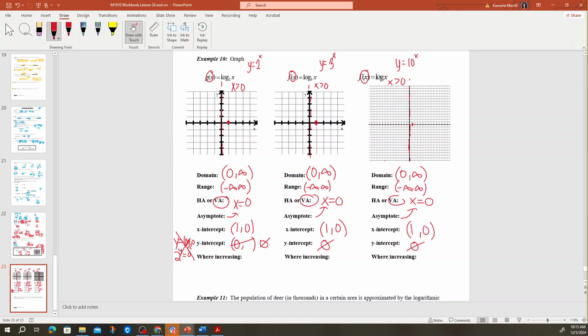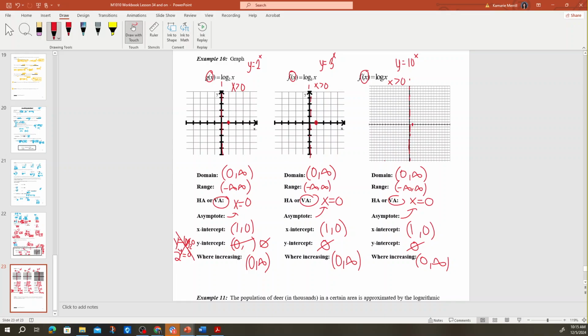Okay. All right, and then it's increasing for our domain, right? This one is a growth, 0 to infinity. This one's increasing 0 to infinity, and this one is increasing for the interval 0 to infinity. Notice how there's not a lot of differences with these graphs.